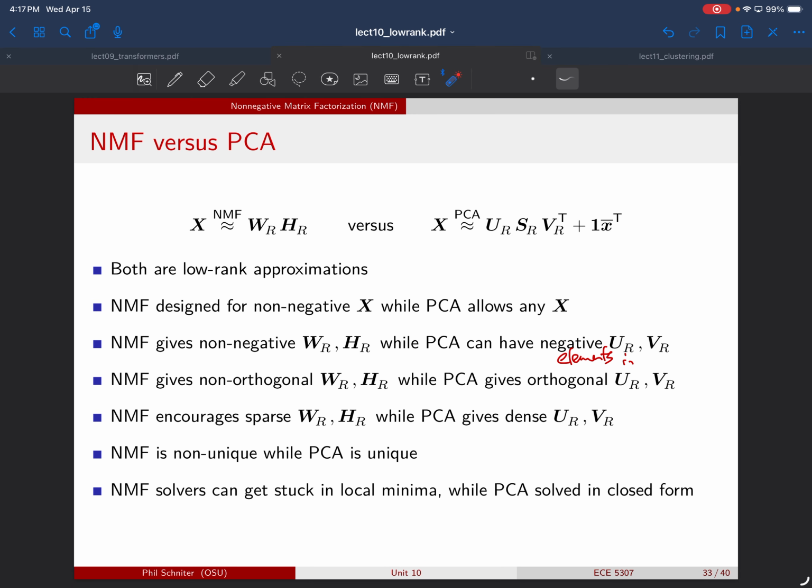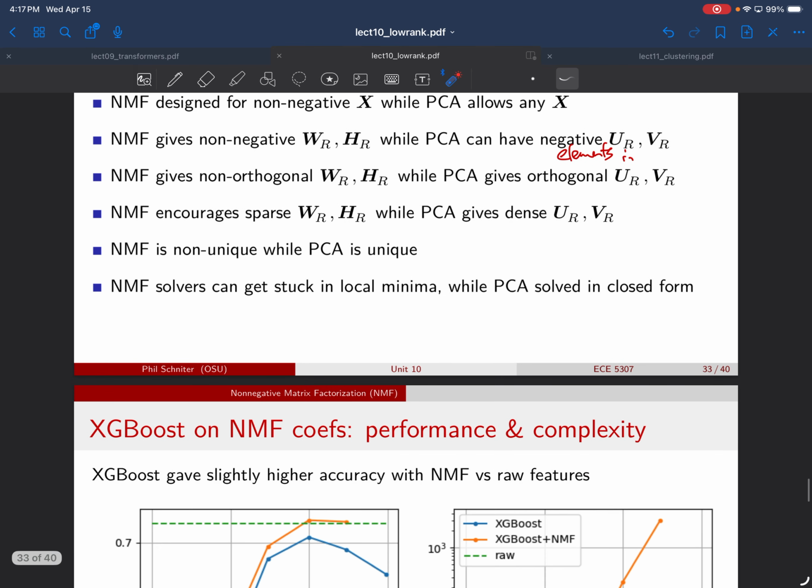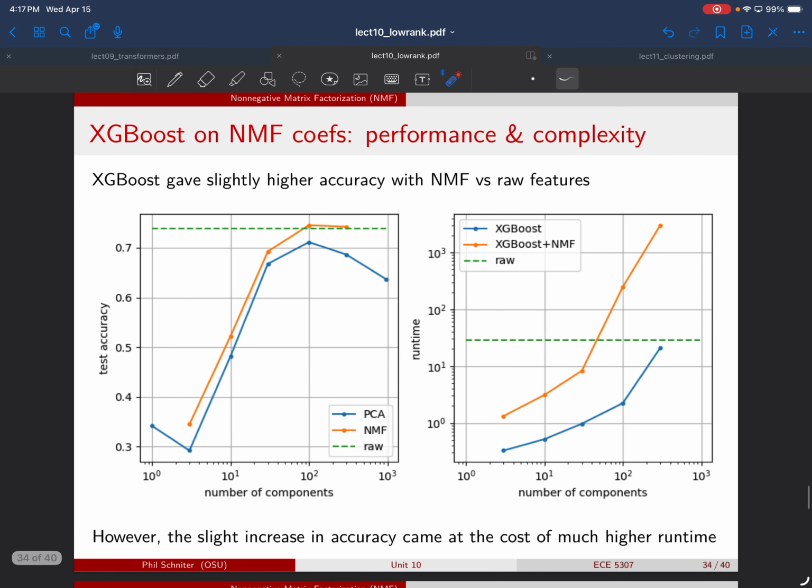Any questions? Okay. So let's go back to our XGBoost experiment. What we do is we compute coefficients using NMF instead of PCA. And here we're plotting accuracy versus number of components on a log scale.